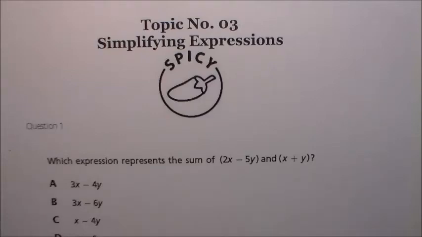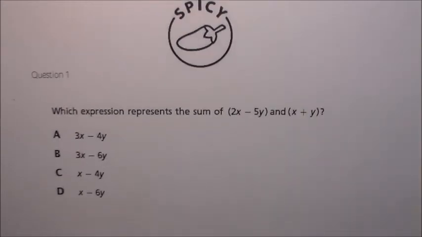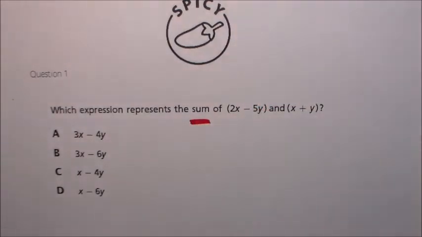Okay, packet number 3, simplifying expressions. Let's jump right in. Question number 1. Which expression represents the sum? The sum, which means addition, of 2x minus 5y and x plus y.